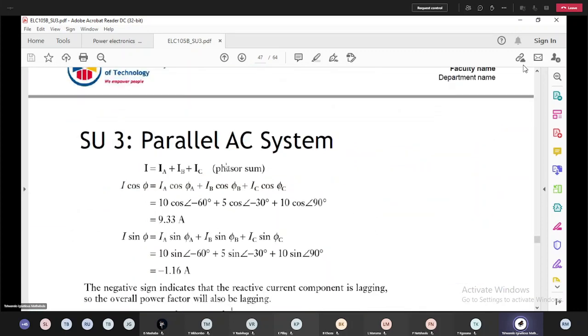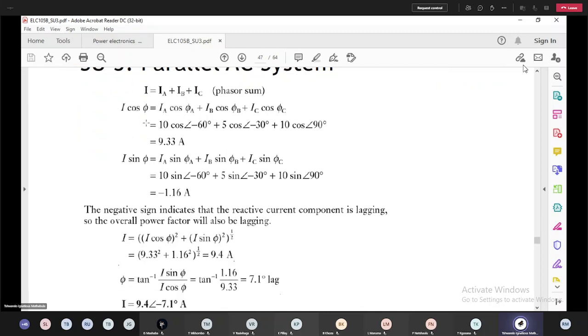So what you'd want to do is to find what the cosine component of the total current is, and it will be the sum of all the cosine components of all the currents in the branches. So the cosine component of current A, the cosine component of current B, the cosine component of current C added together, they will give you the cosine component of the total current. And if you substitute with this information, you'd find that the cosine component of the total current is 9.33 amps.